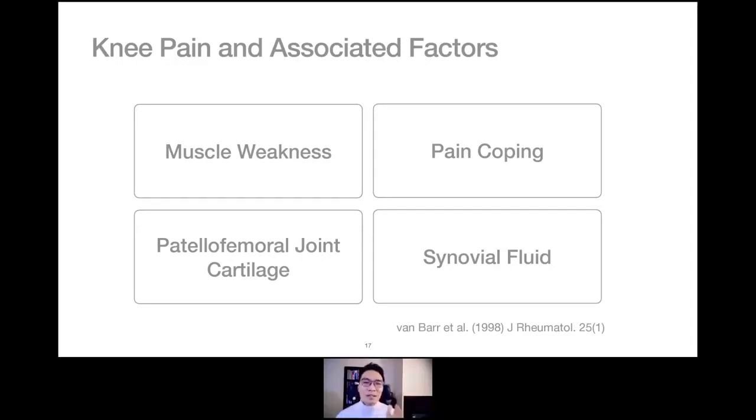The muscle weakness significantly affects the pain. The knee joint itself is stabilized by the quadriceps femoris muscle, so it is the most important muscle we have to treat. And in terms of patellofemoral joint cartilage, the mechanism of cartilage wear and tear is determined by the direction of the forces around the patella. And let me talk about that in the next slide.